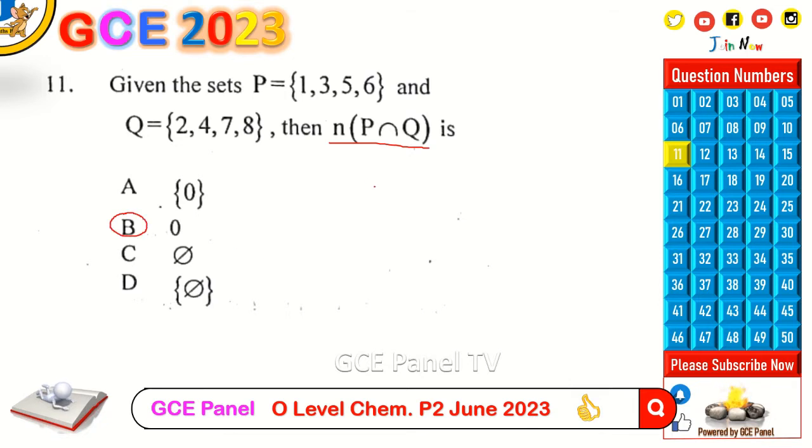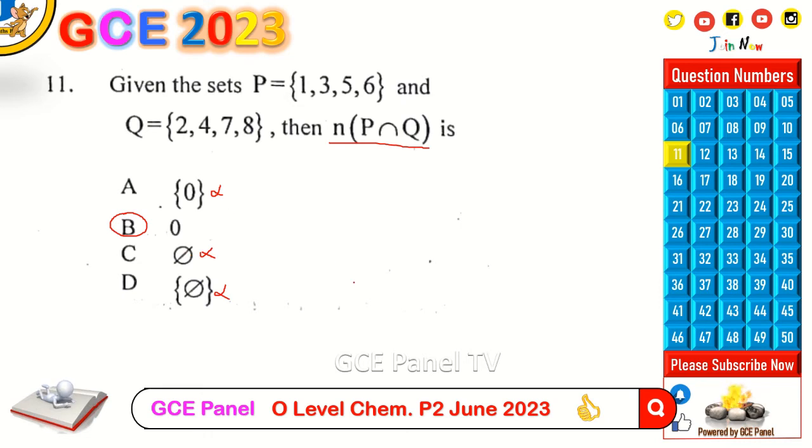Now, if they just say find P intersection Q, this could be the answer. This one is not an empty set because the element there is 0. This one is also not an empty set because there's an element here. The element there is 5. So the only correct answer here is B, okay? So that's why all these other answers are wrong. An empty set is written like this, or just the open and close braces.